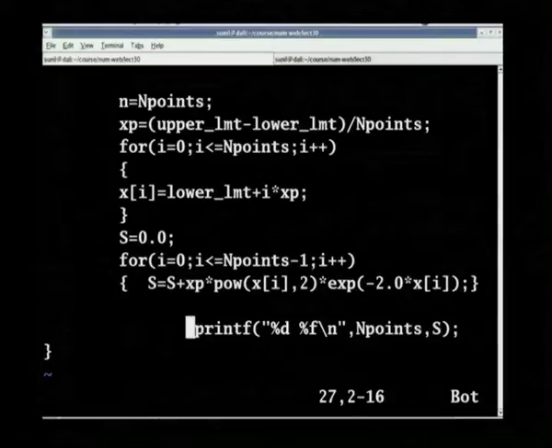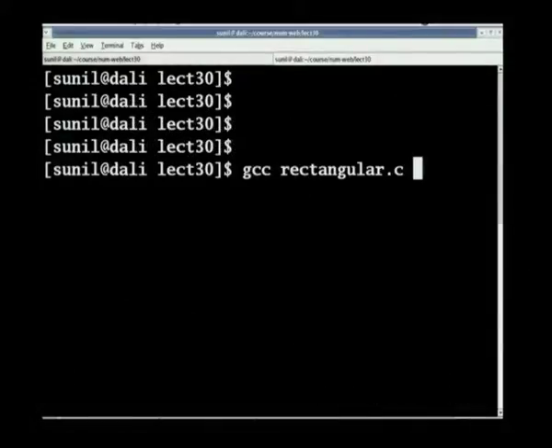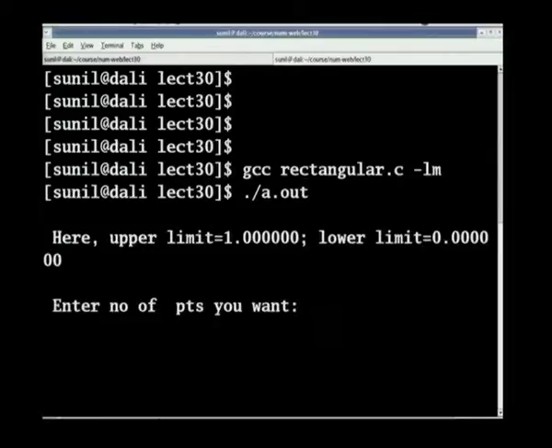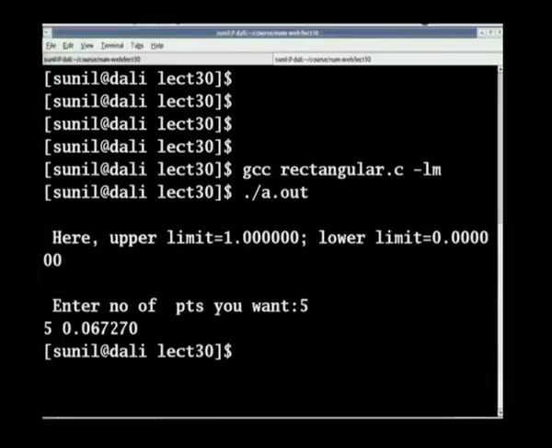So let's look at this program. Let's just run this. This is the rectangular rule, and I compile with minus lm because I am using math library functions like exponential and power. So I compiled it, and now I run the program. It's printing out that the upper limit is 1 and the lower limit is 0. And it's asking for the number of points you want to evaluate, the number of intervals, that's the splitting you want. So let's put it as, let's say, 5.